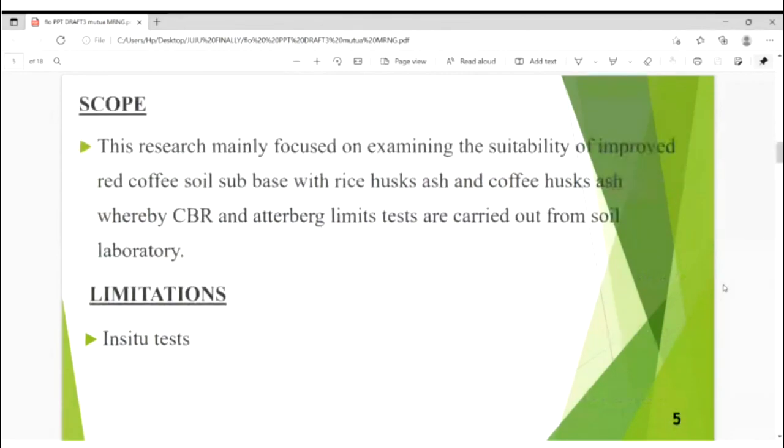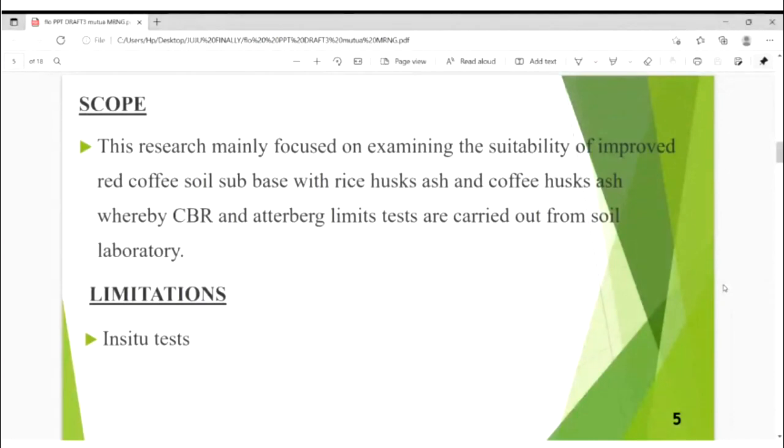This research mainly focused on examining the suitability of red coffee soil improved with rice husk and coffee husk as sub-base, whereby CBR and Atterberg limits tests are carried out in the soil laboratory. Our limitations were many, but the main one was in situ tests.